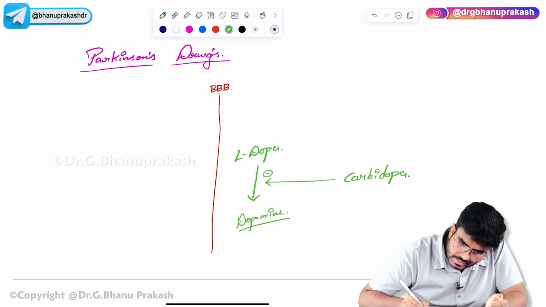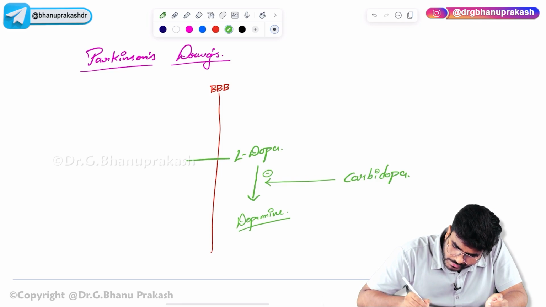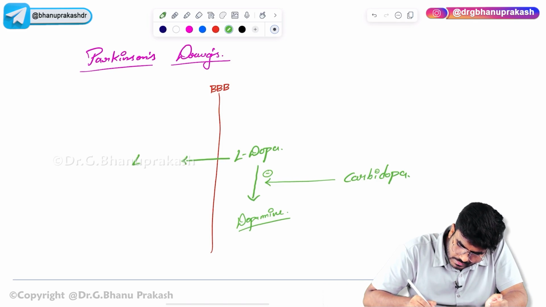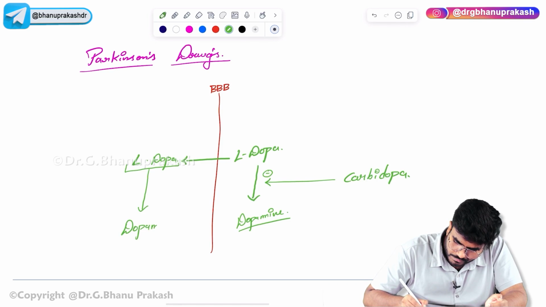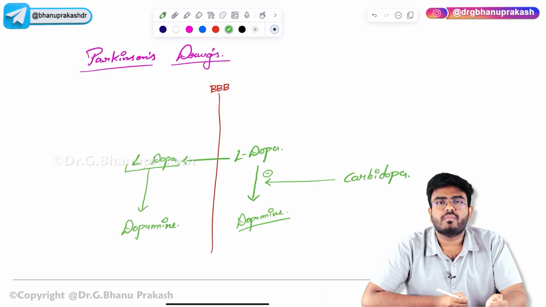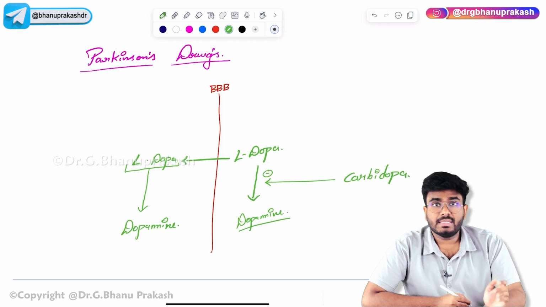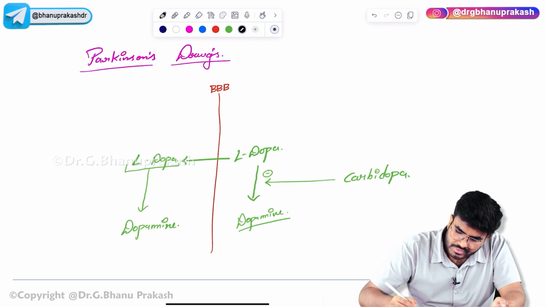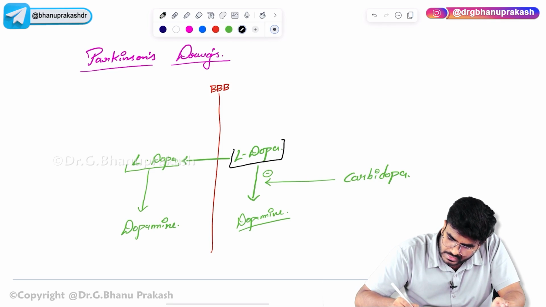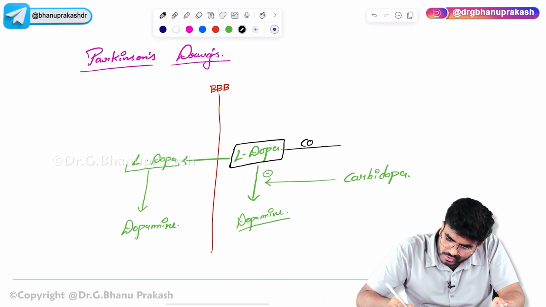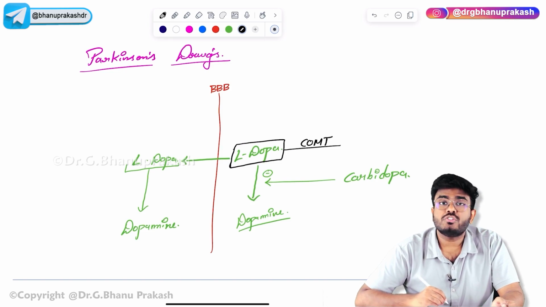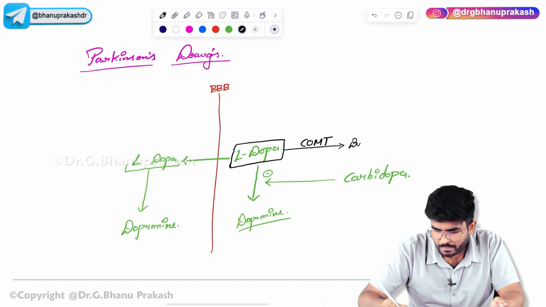So, now what happens? This levodopa is going to enter into the central nervous system. Now, in the central nervous system, the L-dopa will be converted into dopamine. But one problem which I want to add is, see there is something called COMT, catechol O-methyltransferase, right? Now in the periphery, what is the COMT trying to do? The COMT tries to break down this levodopa.